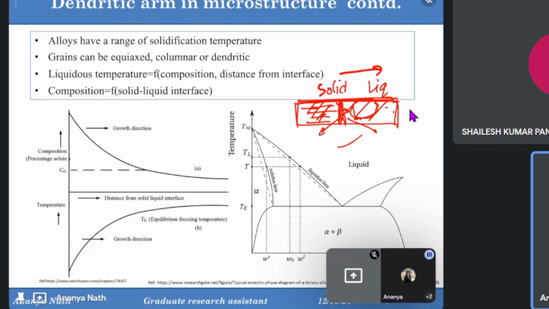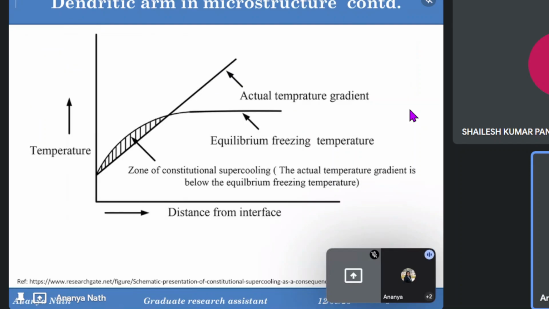So the composition, as the distance from the solid-liquid interface is increasing, the composition will decrease, or as the composition is decreasing, the distance from the solid-liquid interface will increase. As the distance from the solid-liquid interface increases, the temperature increases. So let's understand from this picture.